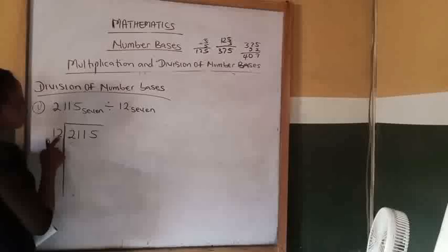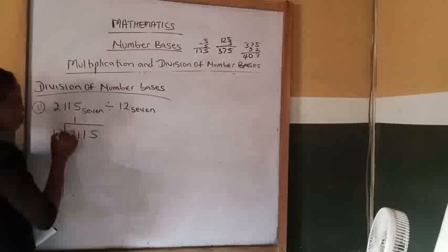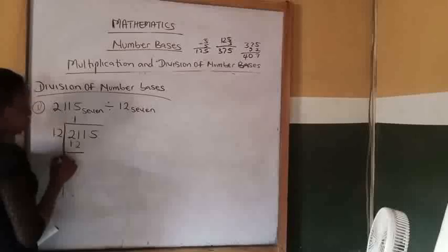So how many 12 can we get in 21? Because 12 will not go in 2. How many 12 can we get in 21? That is 1. So 1 times 2 will give me 2. 1 times 1 will give me 1. So we subtract now.